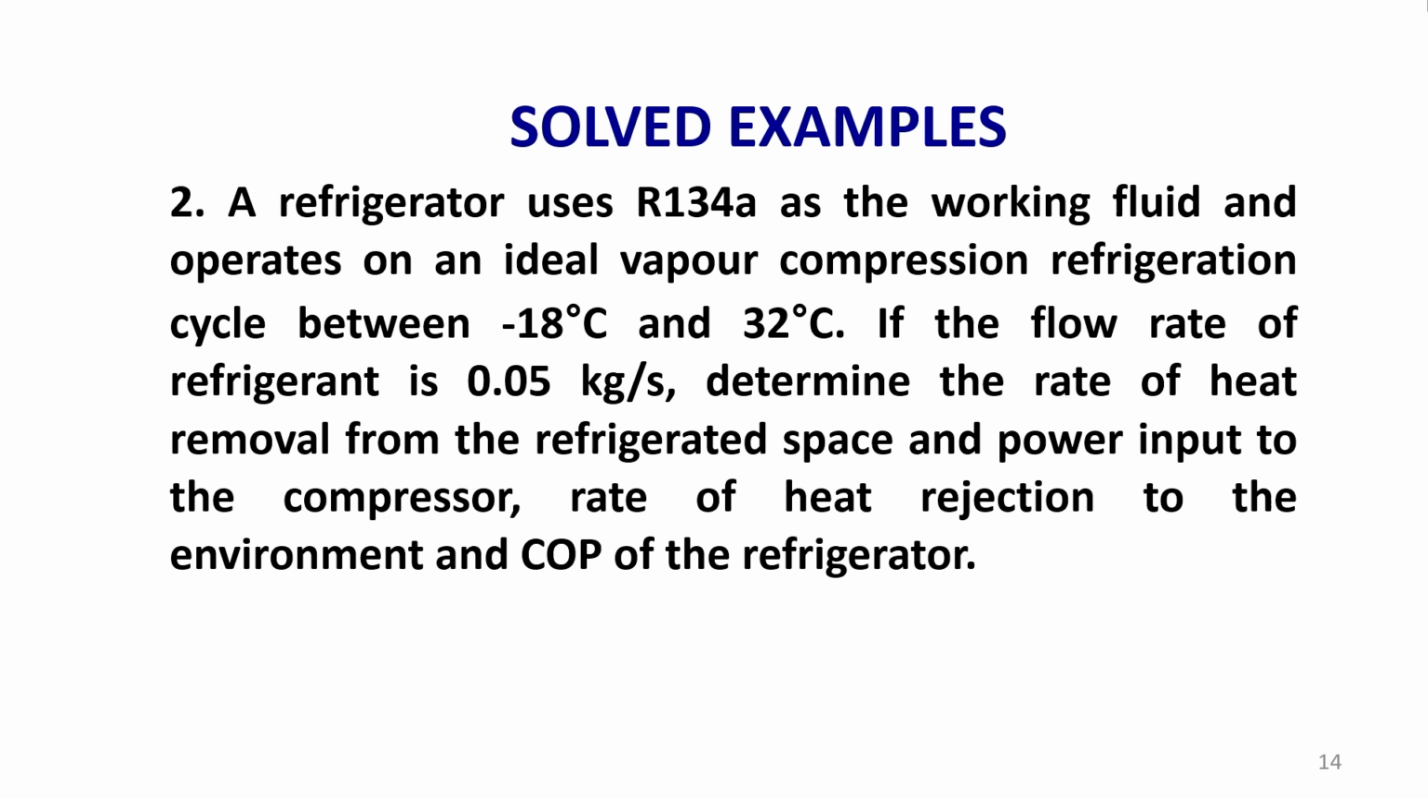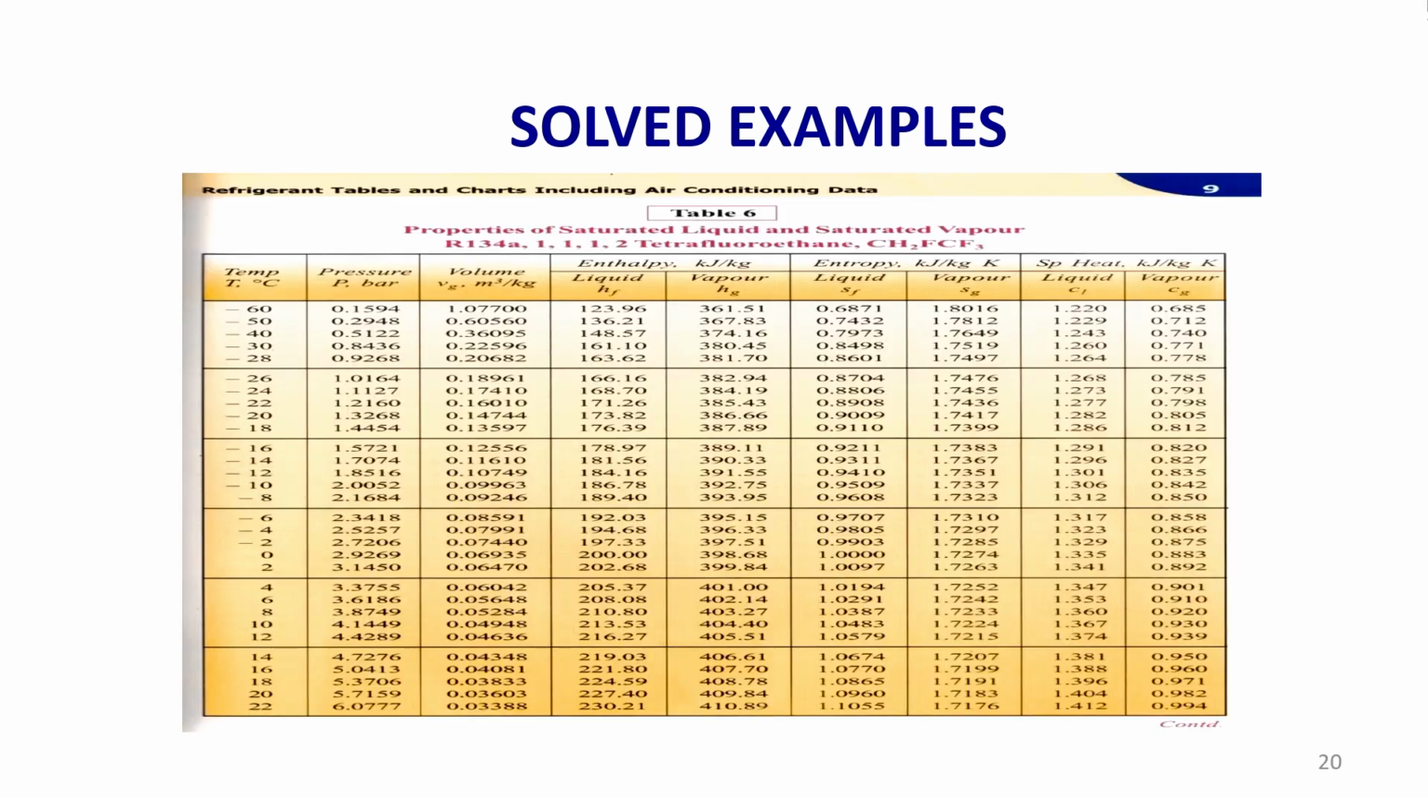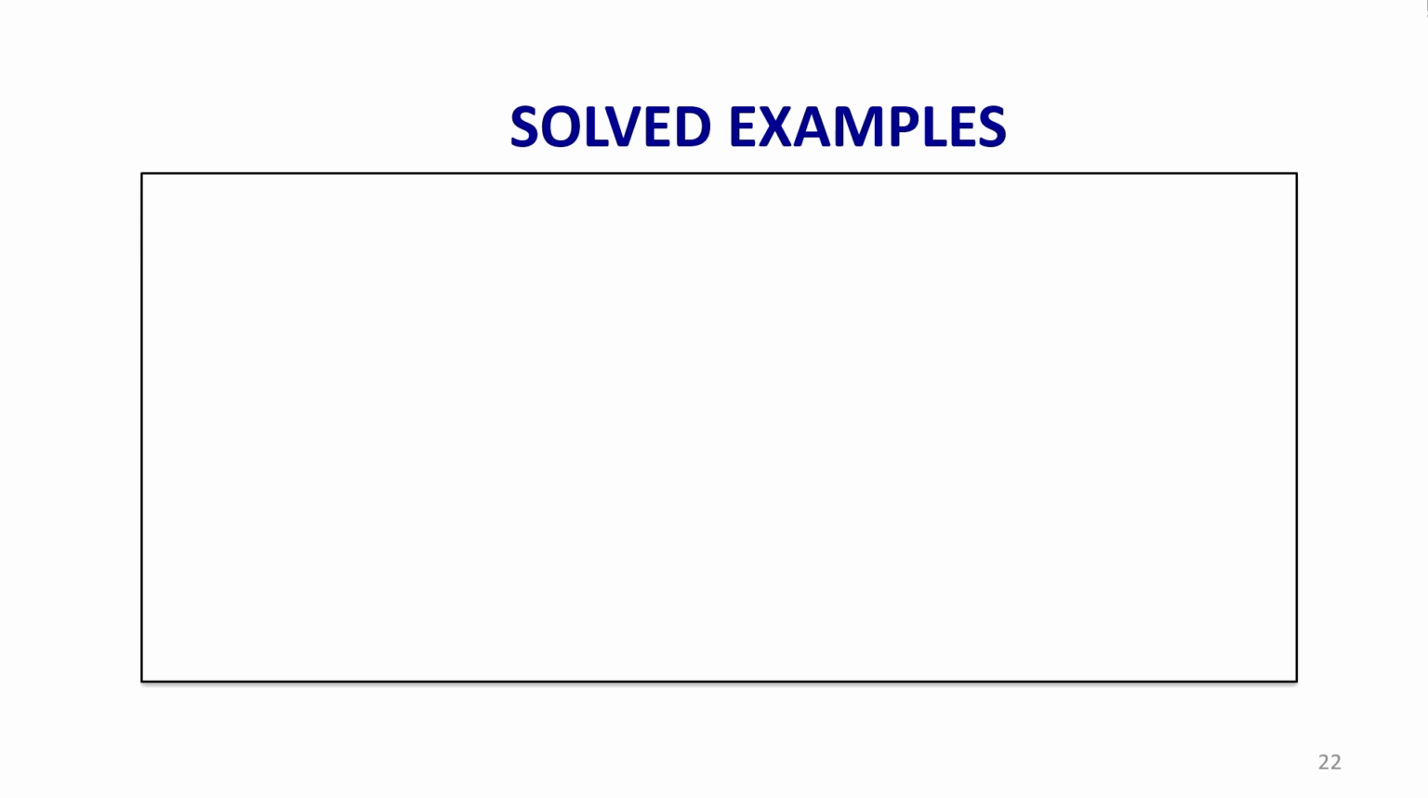A refrigerator uses R134A, tetrafluoroethane, as the working fluid and operates on an ideal vapor compression refrigeration cycle between -18 and 32 degrees centigrade. That means evaporator temperature is -18, condenser temperature is 32. So let me draw this. This is the given data.